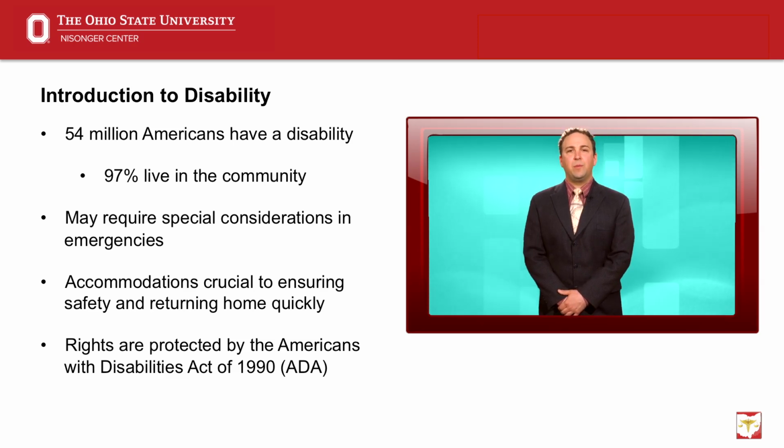To ensure that people with disabilities are receiving the same quality of services as the general population, it is important to incorporate people with disabilities and organizations that serve people with disabilities into the emergency planning process to provide appropriate accommodations and services. These accommodations can be crucial to ensuring that people with disabilities are able to remain safe during an emergency situation and are able to return to their homes quickly following a disaster. The rights of people with disabilities to these accommodations are protected by the ADA, or Americans with Disabilities Act of 1990.